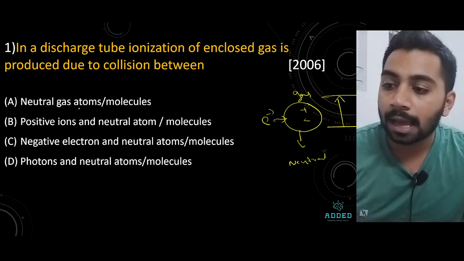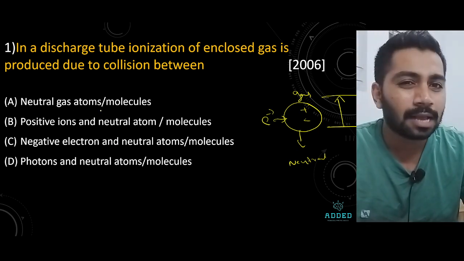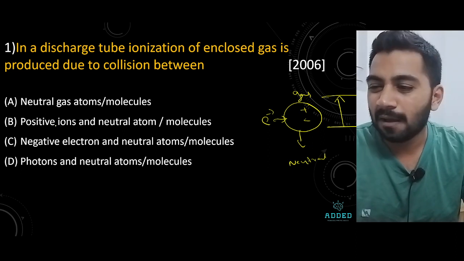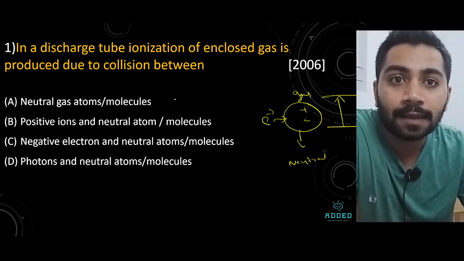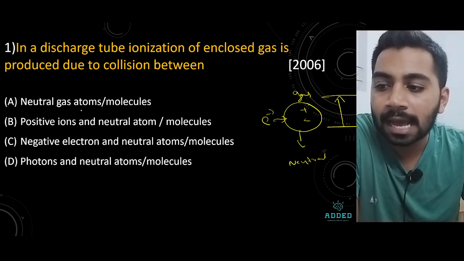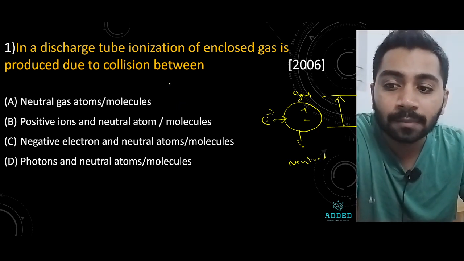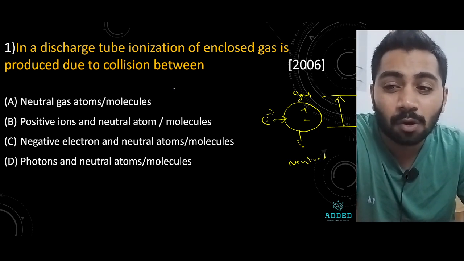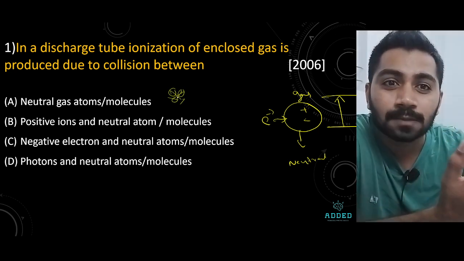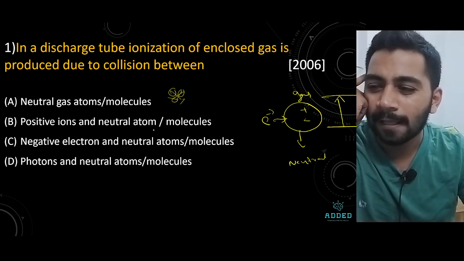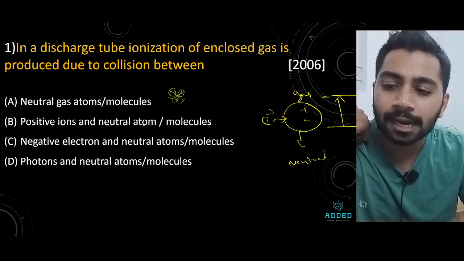Now, neutral gas atoms and molecules. Positive ions and neutral atoms. See, understand each and every answer. Neutral gas molecules and atoms. He's telling it is because of the collision between these neutral molecules and gas molecules. No chance. Now one more thing, positive ions and neutral atom.